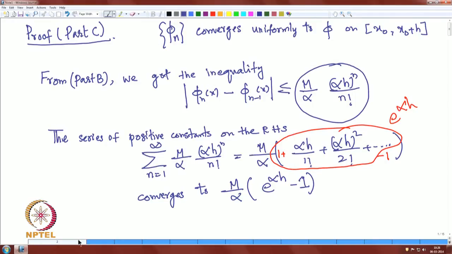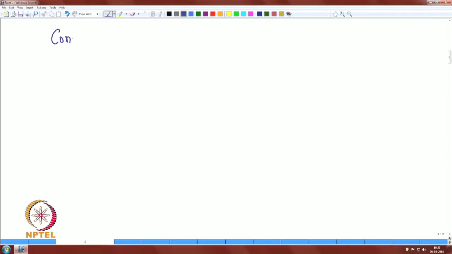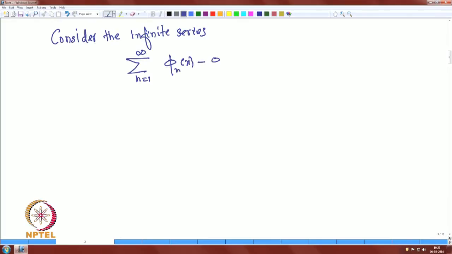Now we will consider the infinite series. So consider the infinite series, summation n goes from 1 to infinity, phi n x minus phi n minus 1 x.